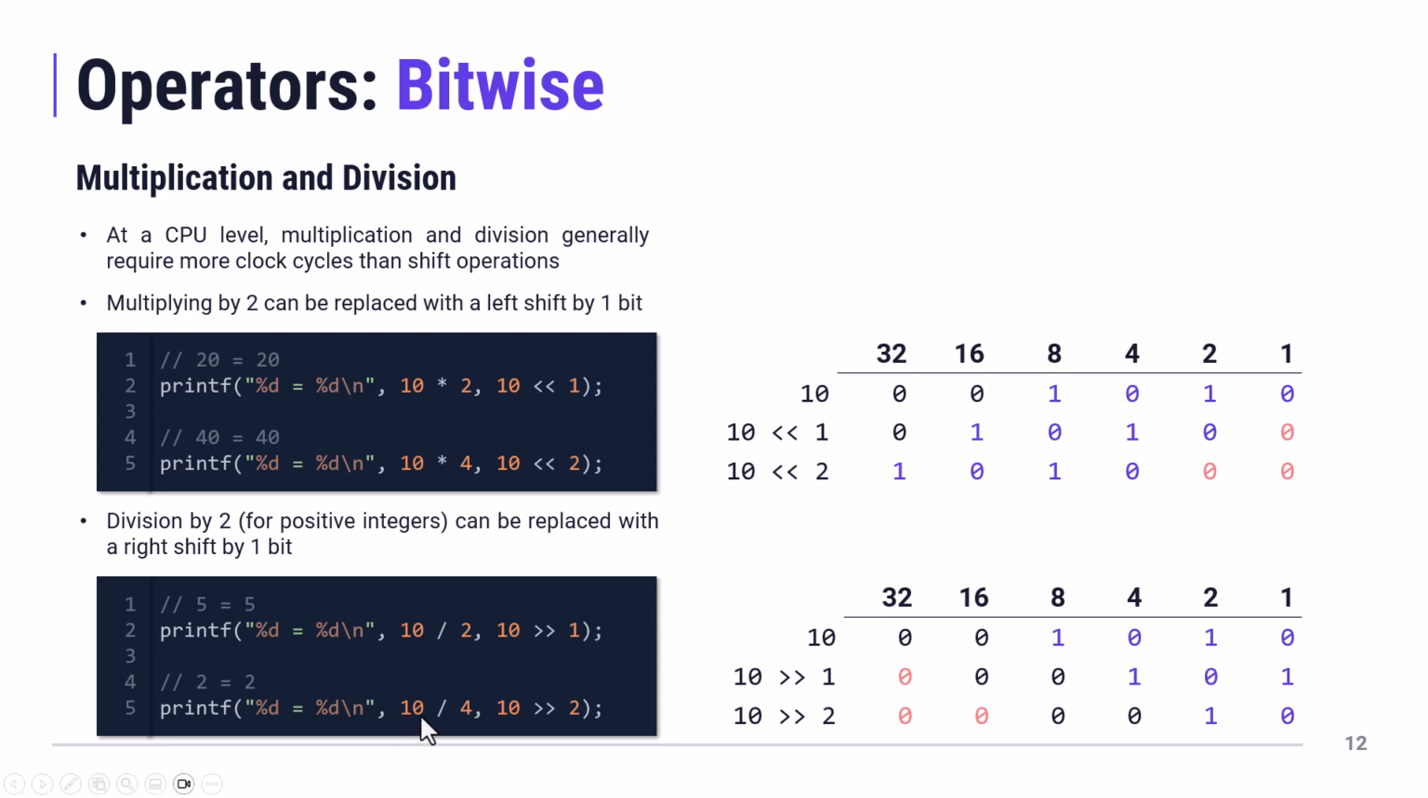Same thing here. Divide 10 by 4. I could do a right shift by 2 bits. And again, we are just simply shifting those over 2 bits, and now we have a result of 2. So it's integer division, right? It's discarded. It would normally be 2.5, but we're doing integer division.